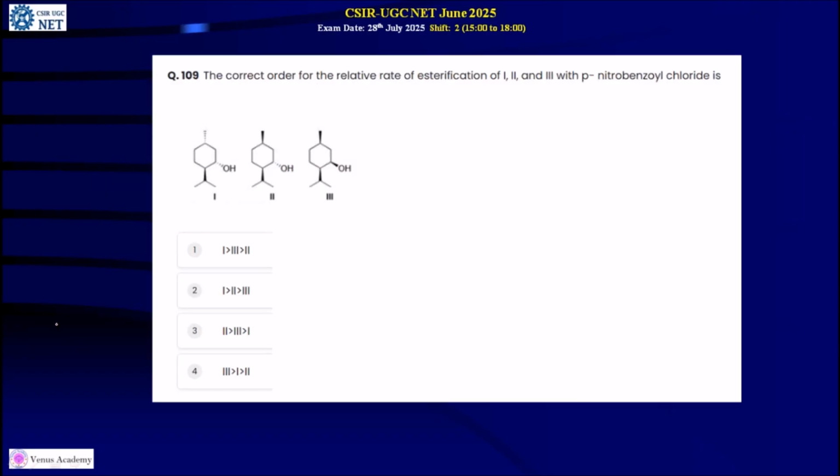Next, question number 109. The correct order for the relative rate of esterification of 1, 2, 3 with para-nitrobenzoyl chloride is option 2, 1 greater than 2 greater than 3. So where it is possible, it forms benzoyl chloride easily. So 1 followed by 2 followed by 3. So option 2 is the correct option, students.